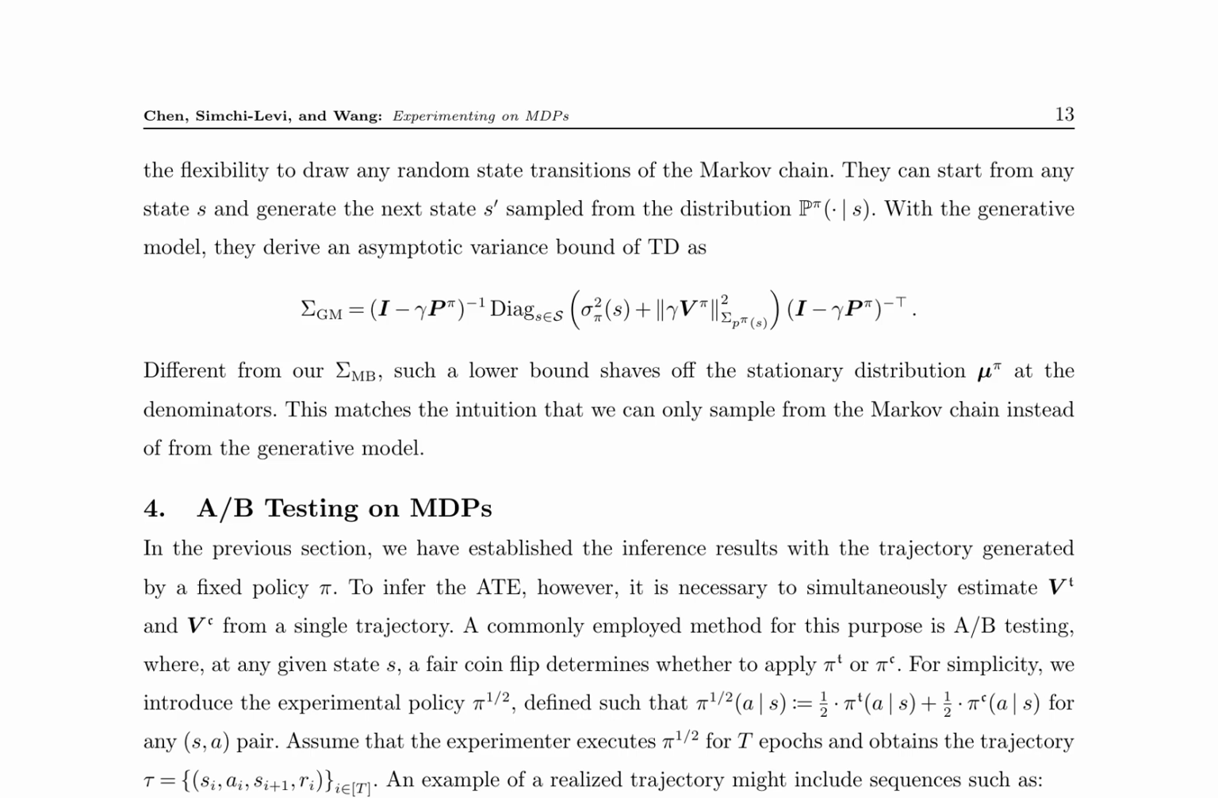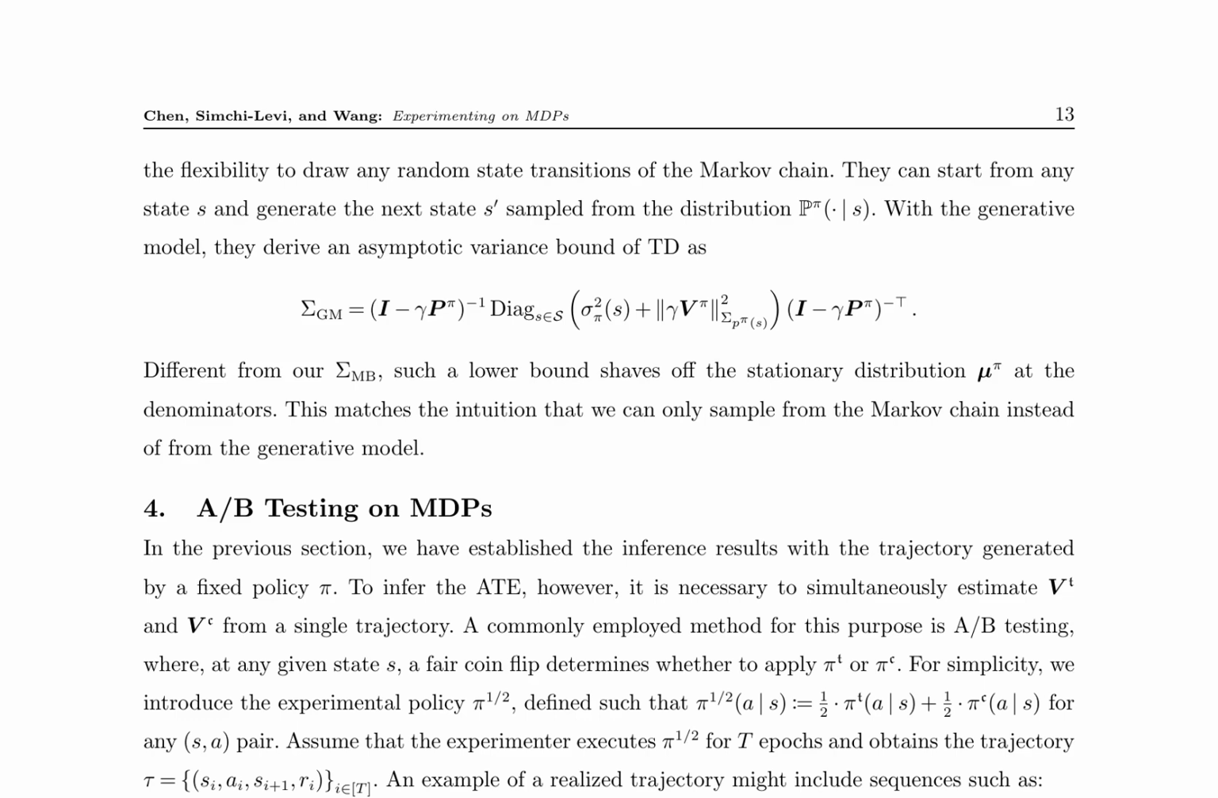In the context of Markov Decision Processes, MDPs, this paper explores the application of A/B testing for estimating the average treatment effect, ATE. The authors introduce the experimental policy Pi1/2, which alternates between the treatment policy Pi-T and the control policy Pi-C, and arrive at an asymptotic variance bound for the TD method.